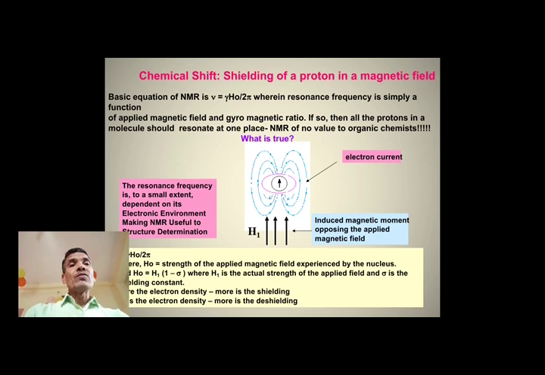So today we will stop here. Tomorrow we will discuss some more examples and the chemical shifts with respect to shielding of protons and deshielding of protons.